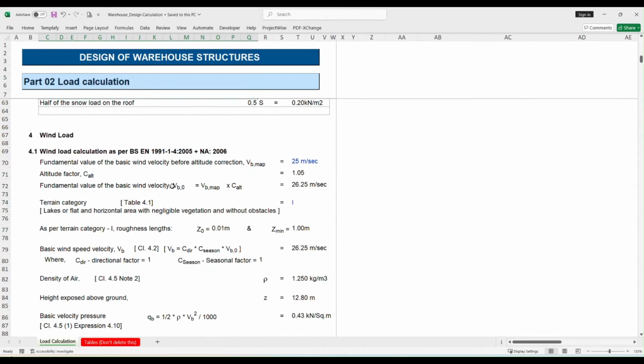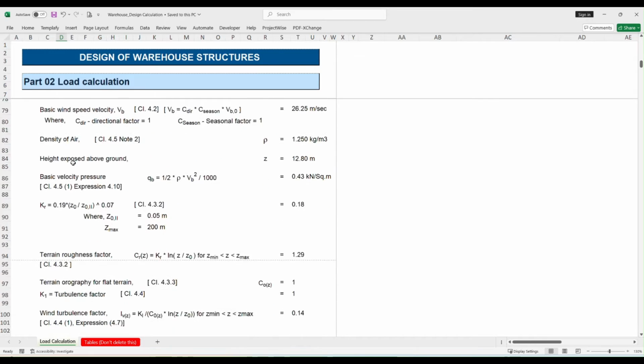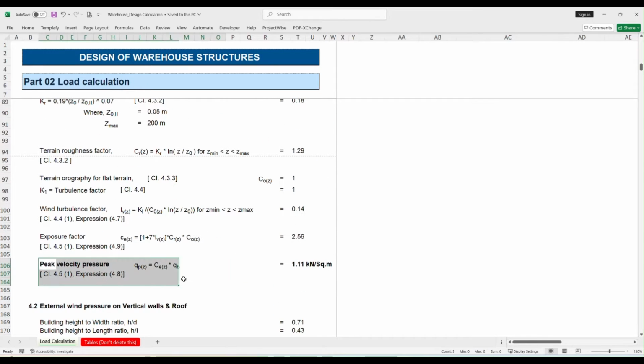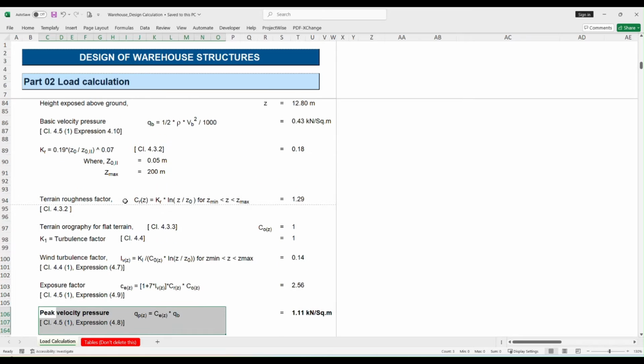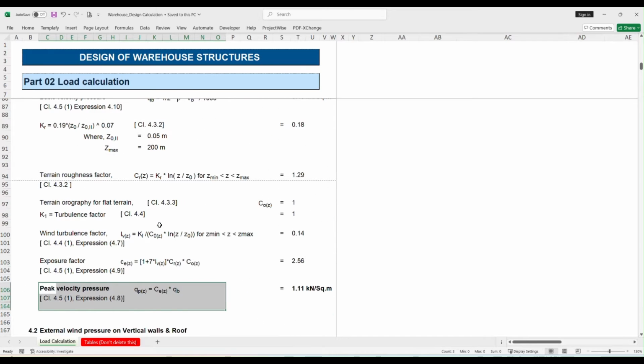For the wind load calculation, we already released one video explaining the wind load calculations in European standard. So in order to reduce the time, the explanation of wind velocity to the peak velocity pressures is already provided in that video. The video link is provided in the description. You can find it and learn how to calculate the peak velocity pressure.